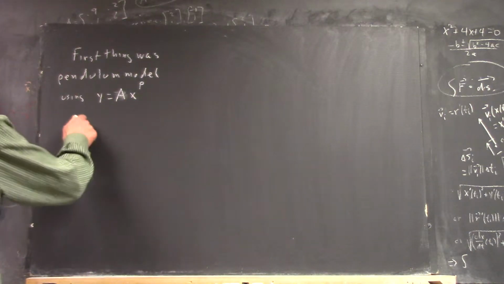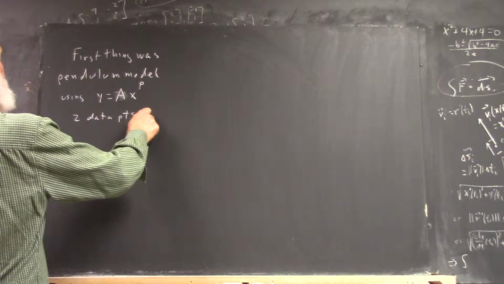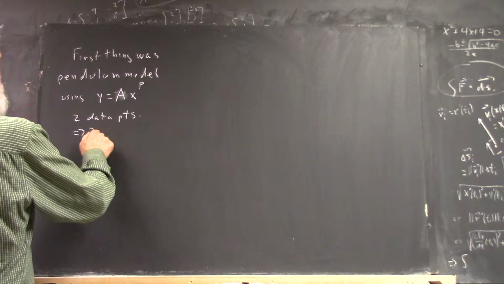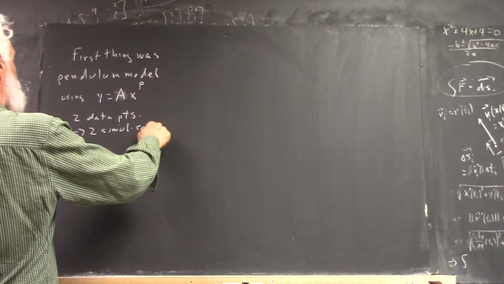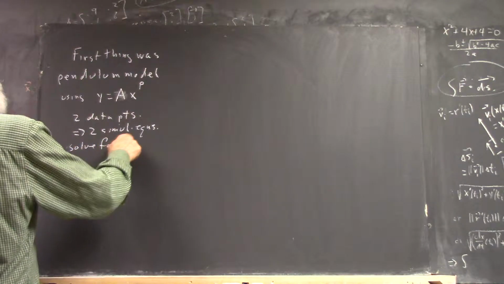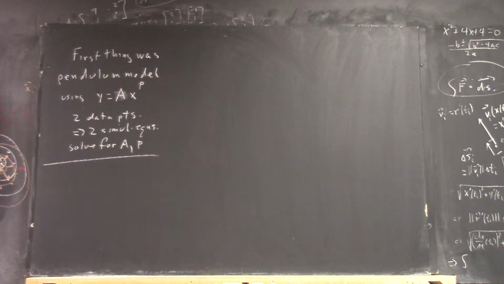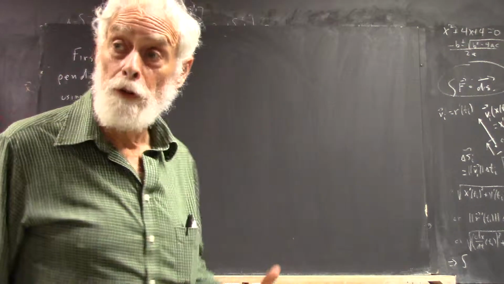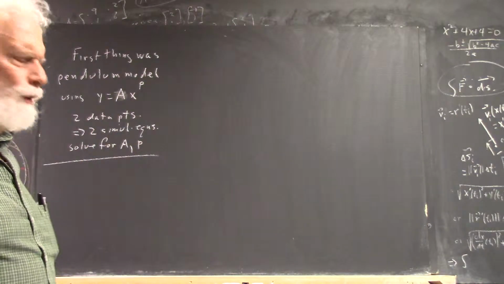So we've got two data points. That gave us two simultaneous equations which we solved for A and P. Now, recently, we've learned about exponential and logarithmic functions, right? Specifically, logarithmic function.